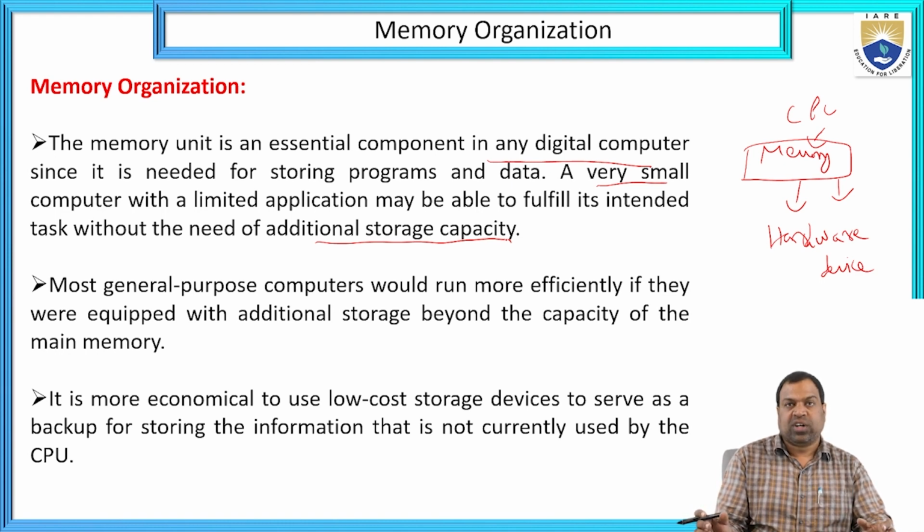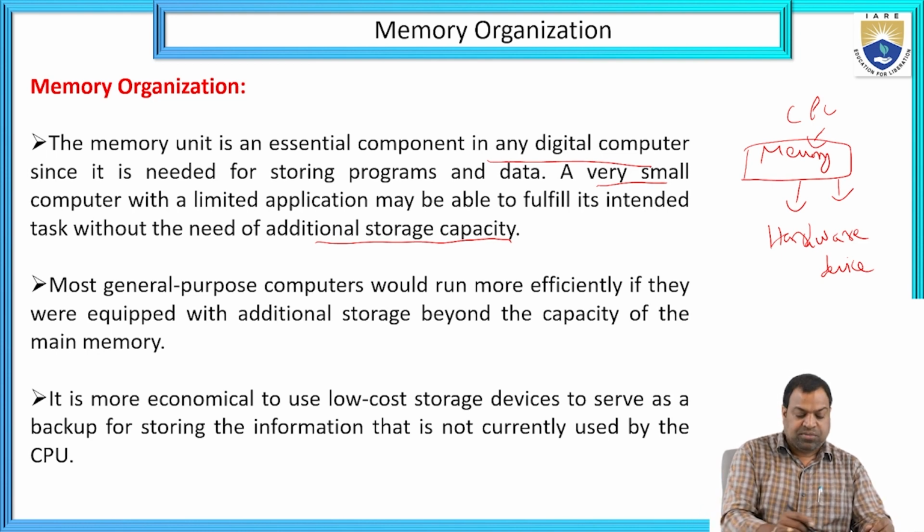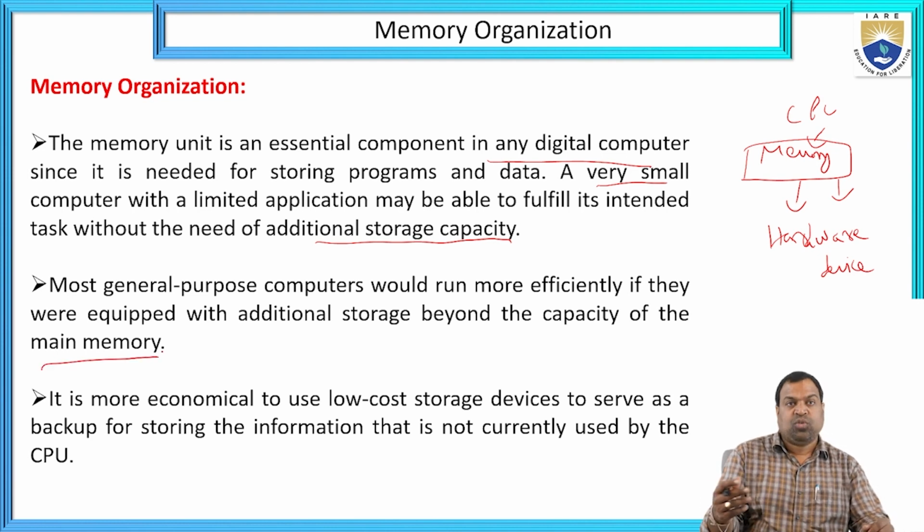In this memory, we are talking about intended use without additional storage capacity. What does inbuilt memory mean? That is the storage capacity, and we don't need any additional. If we need additional storage capacity, we connect memory externally to the CPU. That is called secondary memory. Most general purpose computers would run more efficiently if they were equipped with additional storage beyond the capacity of the main memory. So what is the inbuilt memory? That is the main memory. And what is the additional storage we need? That is called secondary storage, also called auxiliary memory.